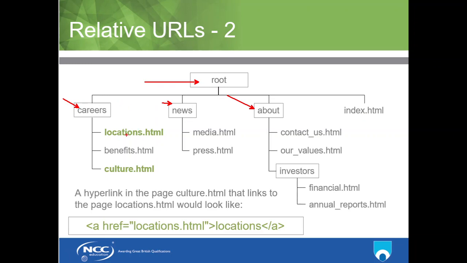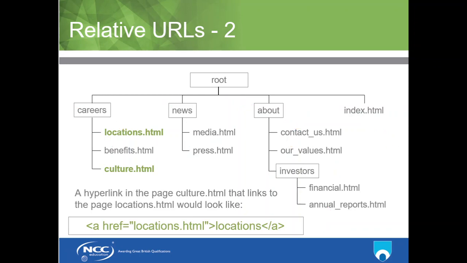So these folders will host specific web pages that relate to that particular group. So for example, under careers we have locations.html, benefits, culture. Under news we have media, we have press. Under about we have contact us, we have our values. We also have another folder under about called investors. And under this investors folder we have financial.html and annual reports.html. On the other hand, inside the root, we have a web page called index.html.